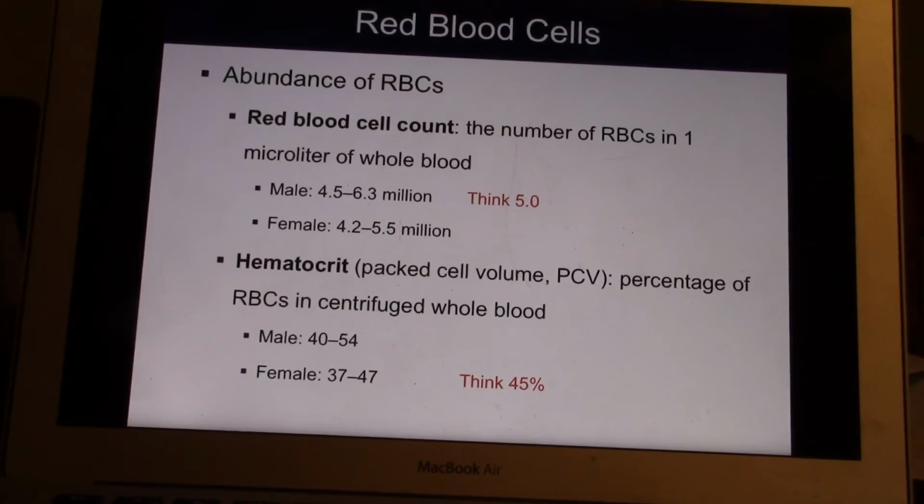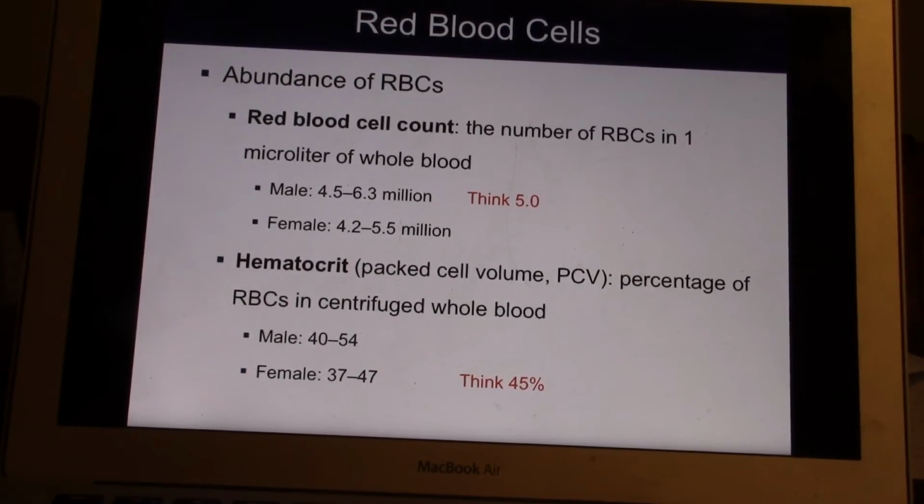Well, for this course, think one number, and that is 5. So the normal red blood cell count is 5. That's 5 million per microliter, and you've got to know the units on these things, because otherwise they don't make any sense. But this is simply counting the cells, and normal is about 5 million per 1 microliter of whole blood.